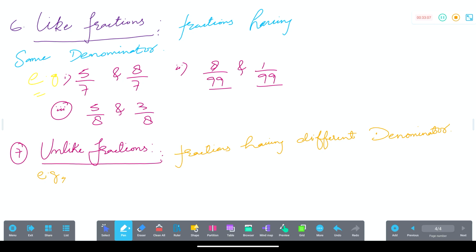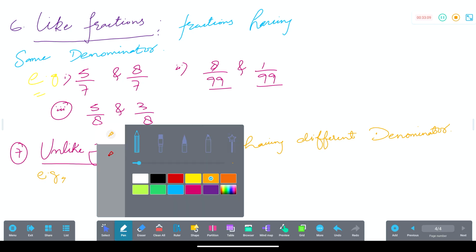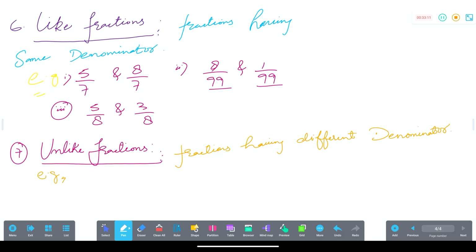You can take just the reciprocal, or you can invert what you wrote above for like fractions. It is 7 by 5, comma 8 by 7. See, the reciprocal of 7 by 5 would be 5 by 7, but for this one I wrote 8 by 7 directly. But still they are what? Unlike fractions. Why? Because their denominators are different.